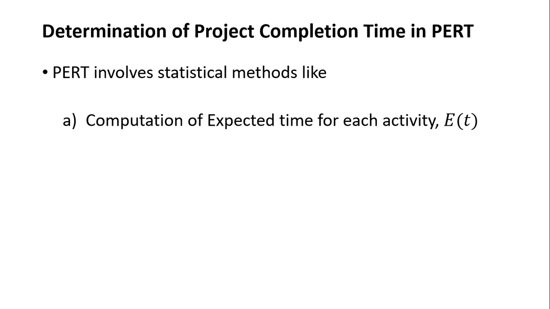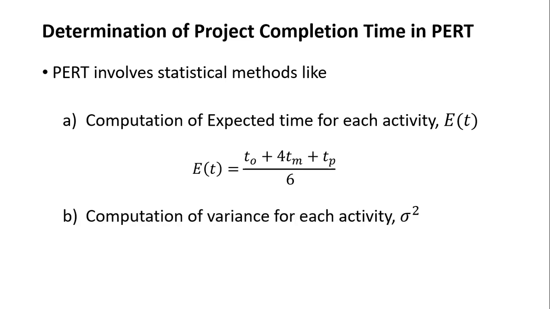So we are going to compute the expected time for each activity, and that expected time is computed from this formula: the optimistic time plus 4 times the most likely time plus the pessimistic time, divided by 6. And after computation of expected time, in PERT we also compute the variance for each activity, which is given by the square of the difference between pessimistic time and optimistic time, divided by 6.